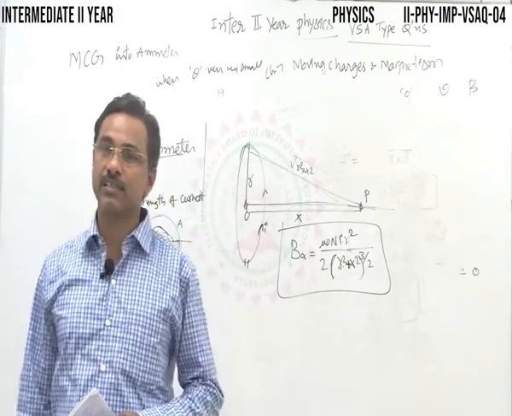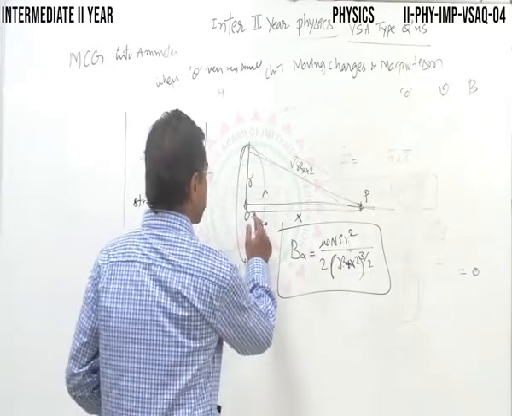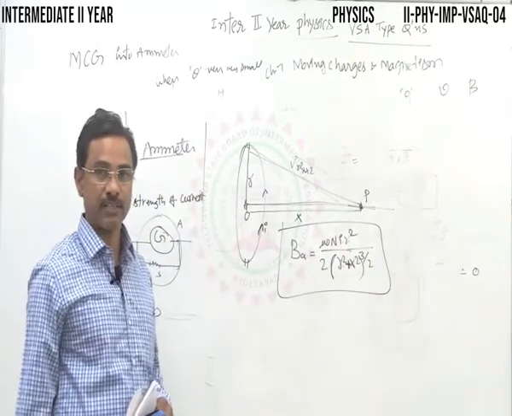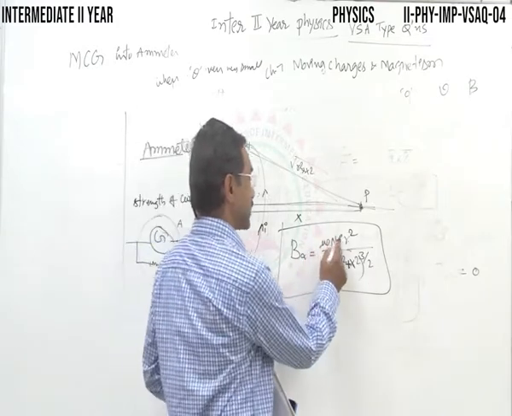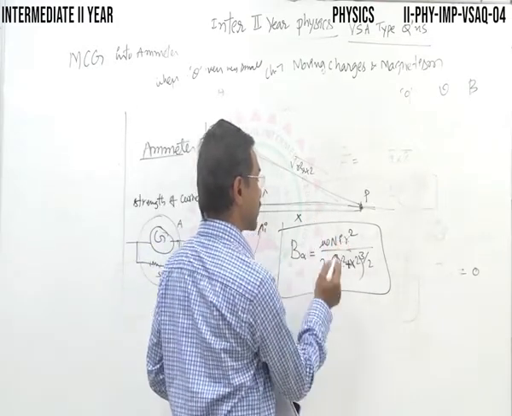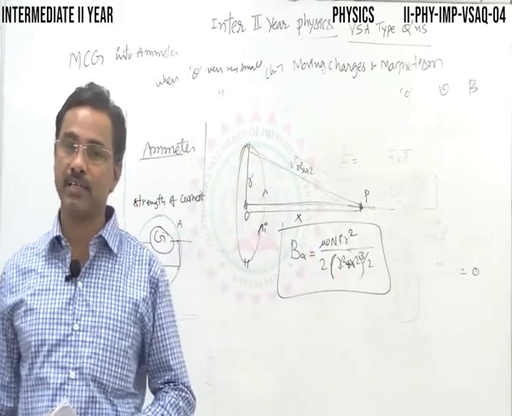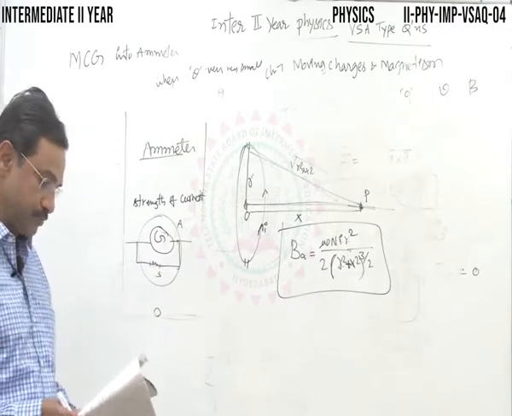It is crystal clear in the diagram. r is the radius of the circular coil, and x is the distance of the point P on the axial line from the center of the circular coil. So number of turns, strength of current, radius of the circular coil, and x is the distance of the point P. P is lying on the axial line. This is the expression, you make a note of it.